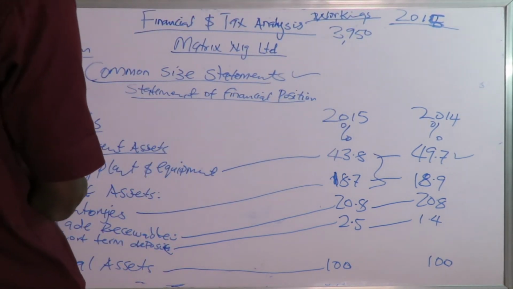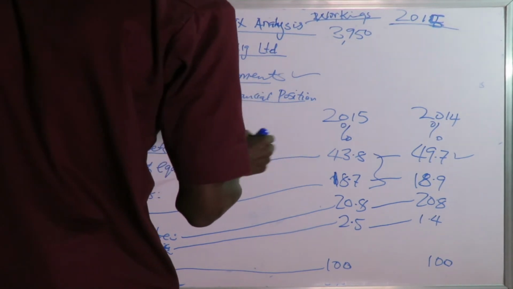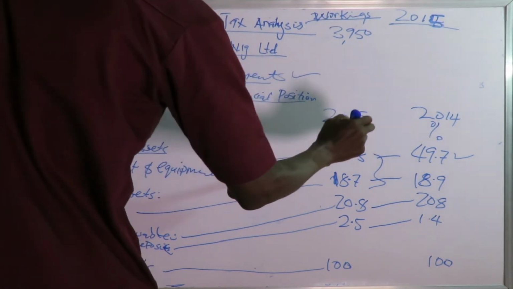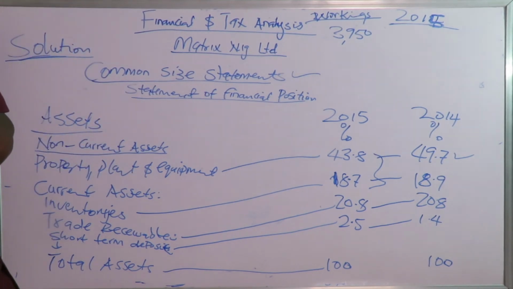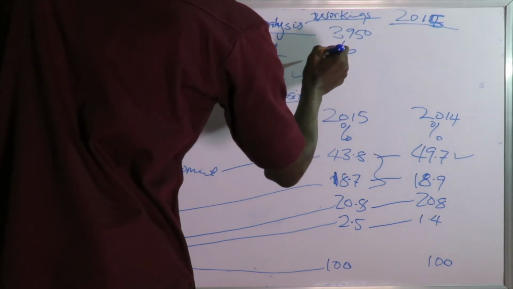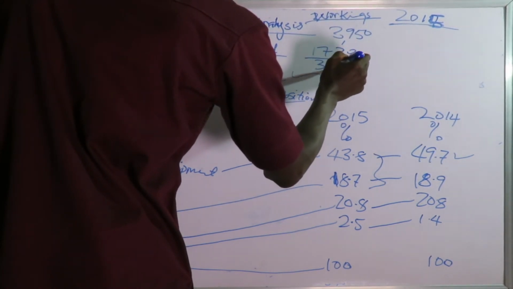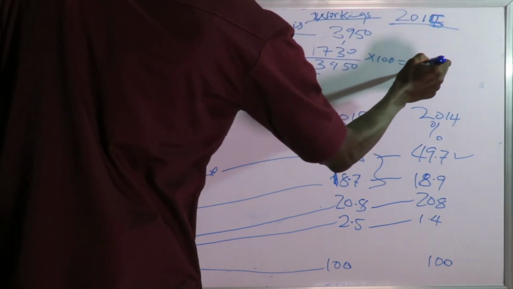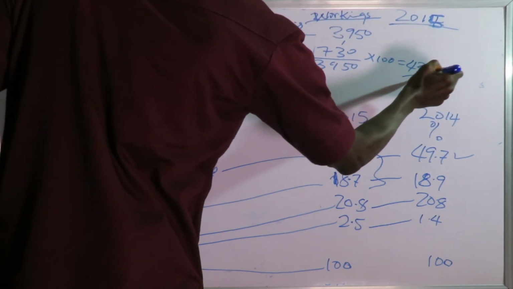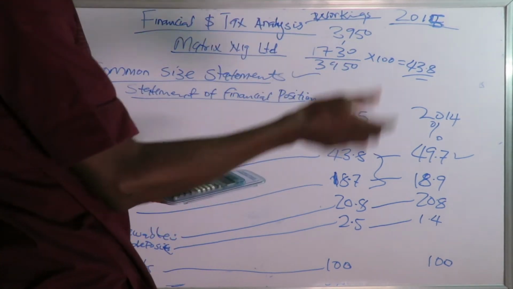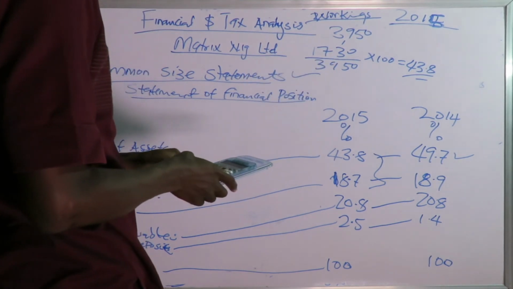So now we are working for property, plant and equipment. What is the figure for property, plant and equipment? How do we arrive at this? The figure for 2015 is 1,730. So 1,730 all over 3,950 times 100 gives you 43.8. Let me confirm it with my calculator. I don't want to do this because this is a video, but since I'm coming to the end of the video, I need to do this so that you see it.